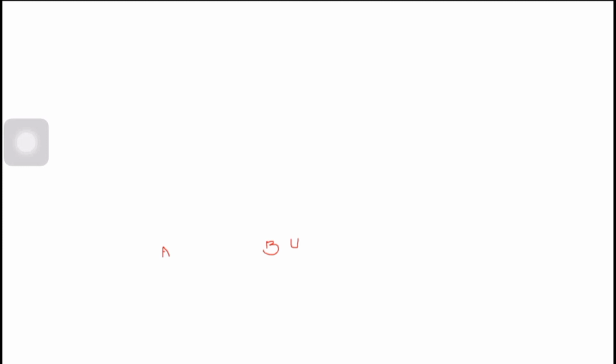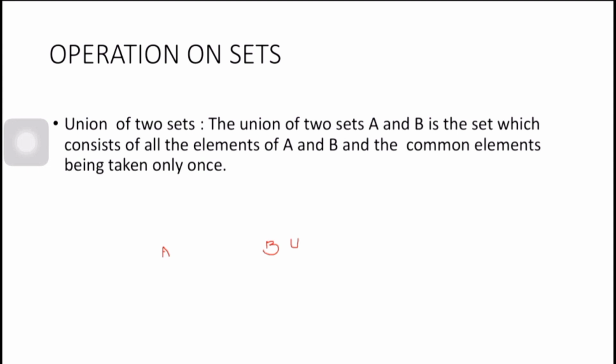Now let us try to understand the topic basic operations on sets. It is a very important concept of set theory. Generally in arithmetic we have 4 fundamental operations like plus, minus, multiplication and division. In sets, similarly, we define operations like union, intersection and difference of sets. See, the first one is union of sets.